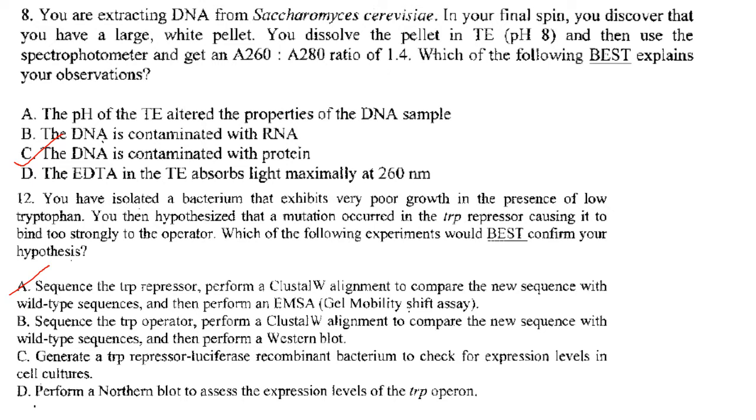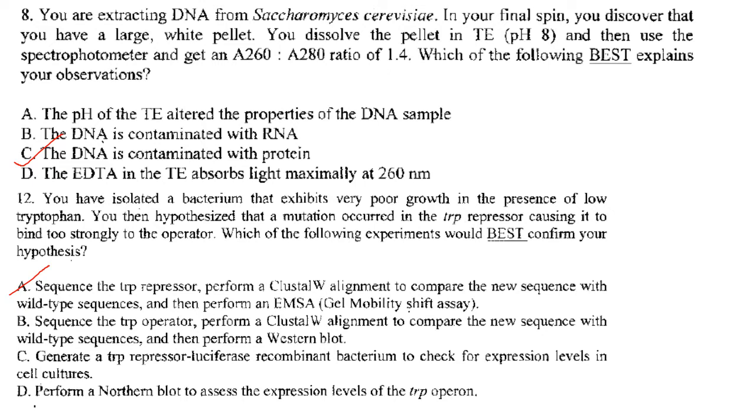Then next one. You have isolated a bacterium that exhibits very poor growth in the presence of low tryptophan. You then hypothesize that a mutation occurred in the TRP repressor, causing it to bind too strongly to the operator. Which of the following experiments would best confirm your hypothesis? So the first option is sequence the TRP repressor, perform a Clustal W alignment to compare the new sequence with the wild type sequence, and then perform an EMSA, that is gel mobility shift assay. So that option is correct.